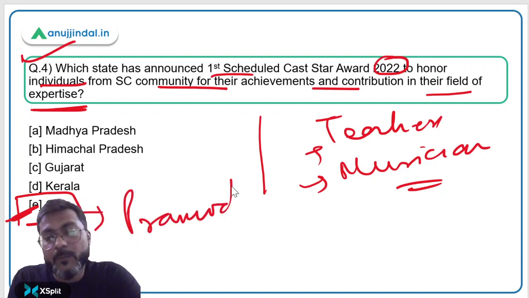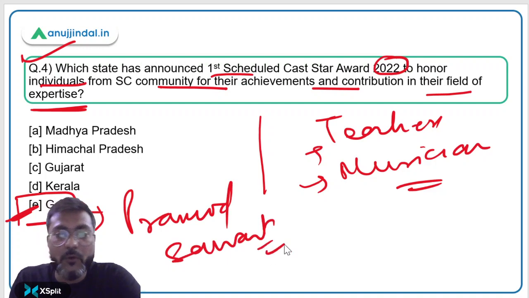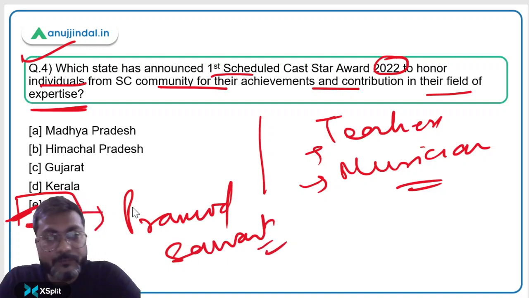Pramod Sawant is the Chief Minister of Goa. Option E is the correct answer.